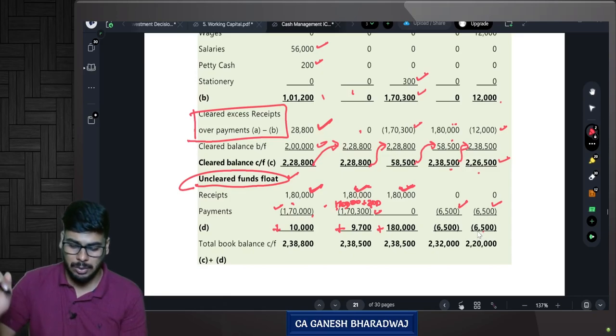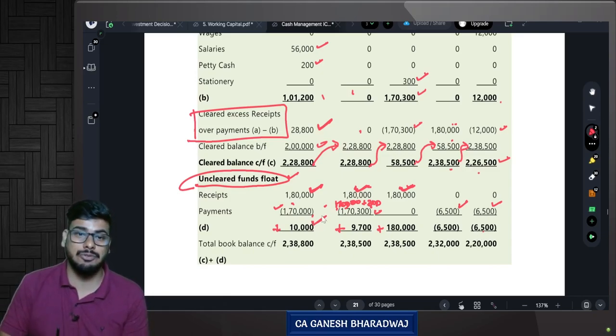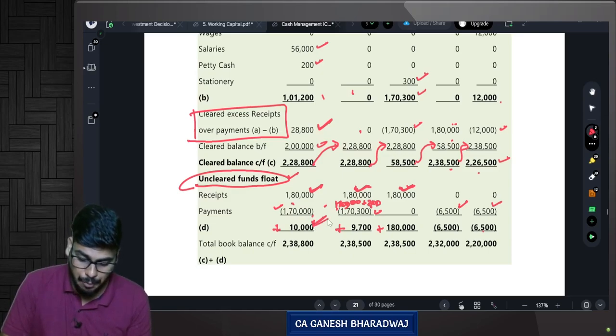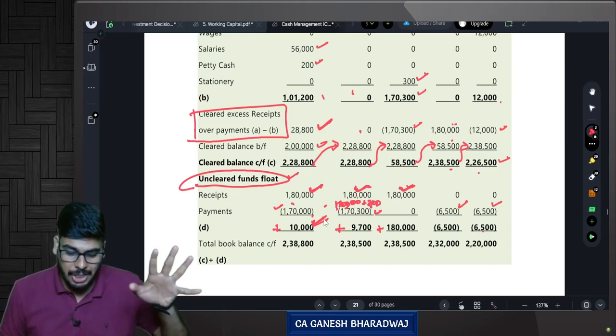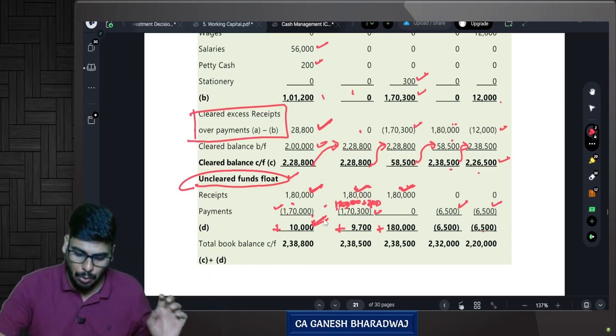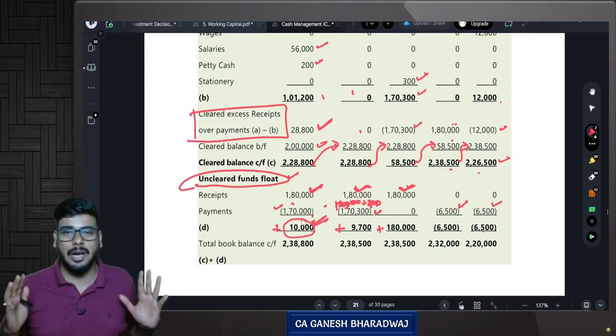Sixth day, minus 6,500. What is the meaning of all this? To the extent of a net amount of 10,000 rupees, I am yet to receive. That is, the transaction has been initiated, but my bank account is not yet credited with respect to 10,000 rupees. It is uncleared fund. Are you clear with this?